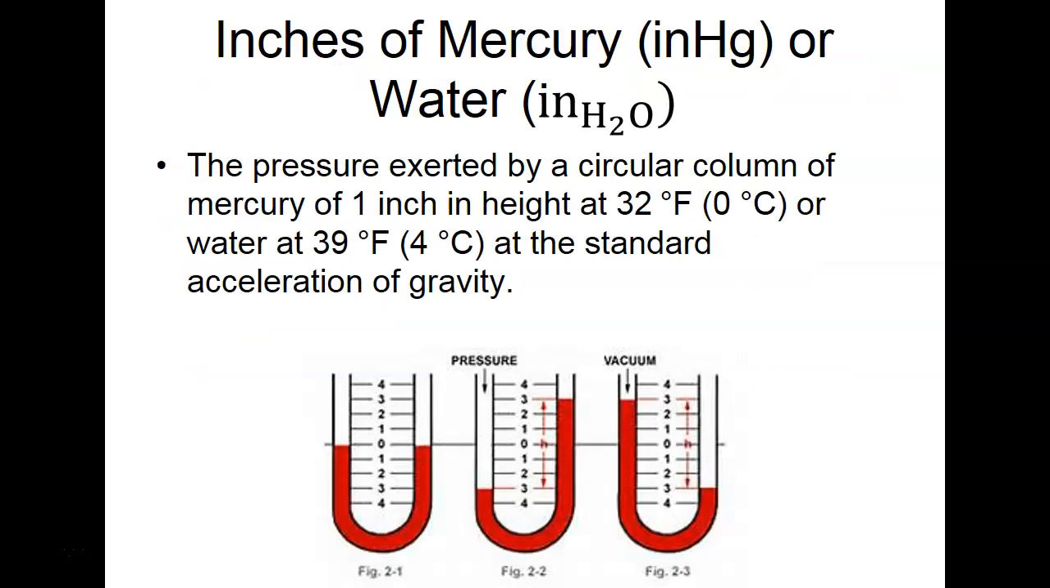So basically, this is the way inches of mercury is done. Most of the time, it's done with electronics now. The pressure exerted on a circular column of mercury of 1 inch in height at 32 degrees Fahrenheit. Y'all might need to know this, right? Or water at 39 degrees Fahrenheit at a standard acceleration of gravity. So basically, they apply a pressure, and then it displaces mercury. They know the weight of mercury, and they know how much area they have. And of course, when it generates that force, it's going to move it up, and then we measure it on the other side.